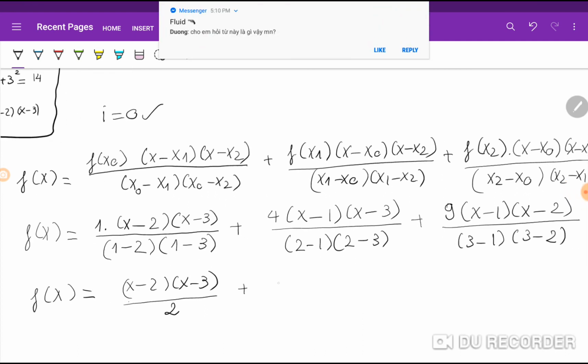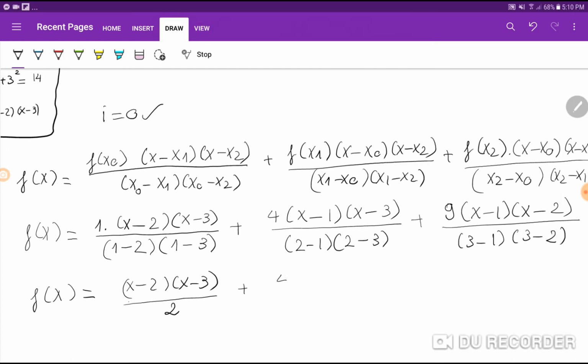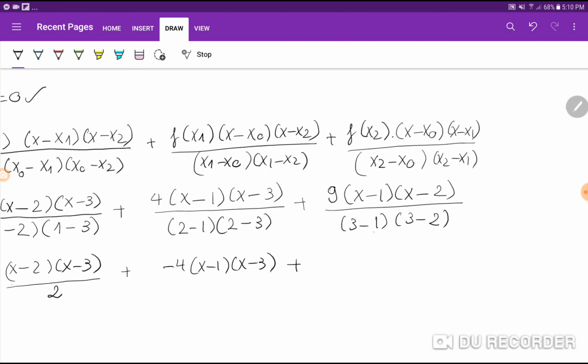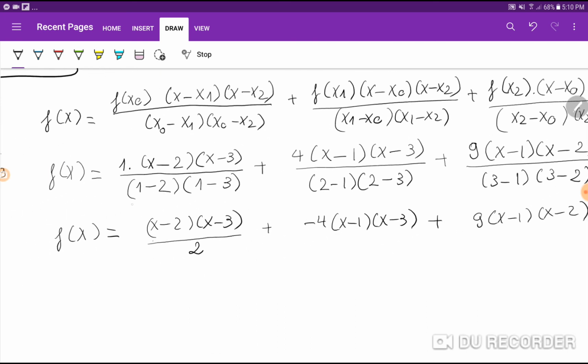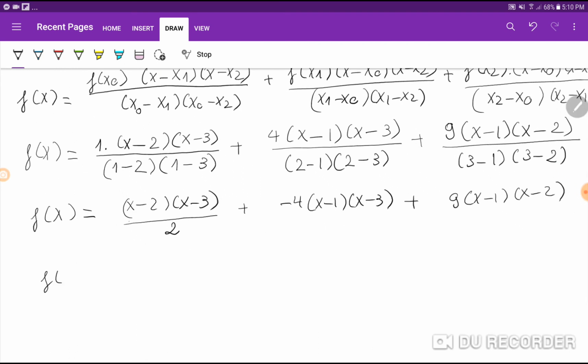Okay, then you plus, this is 1, this is negative 1, so this is negative 4, x minus 1, x minus 3, plus 9, this is 1 times 1, so this is 9, x minus 1, x minus 2. Oh, that's really weird, but it's okay. So this is x squared minus 5x plus 6 over 2, minus 4x squared minus 4x plus 3, plus 9x squared minus 3x plus 2.